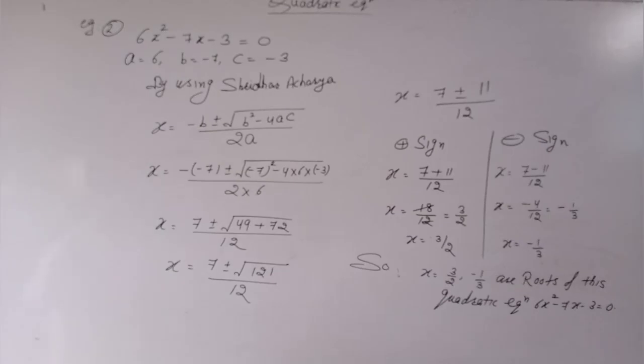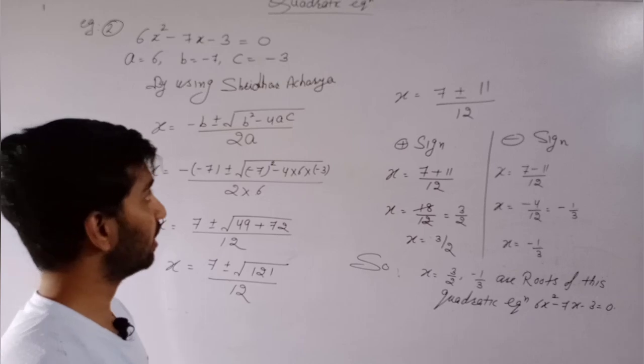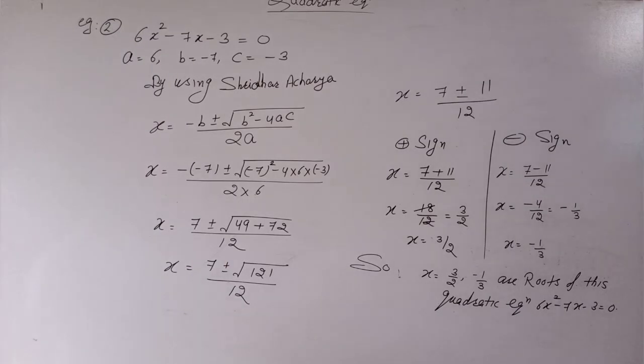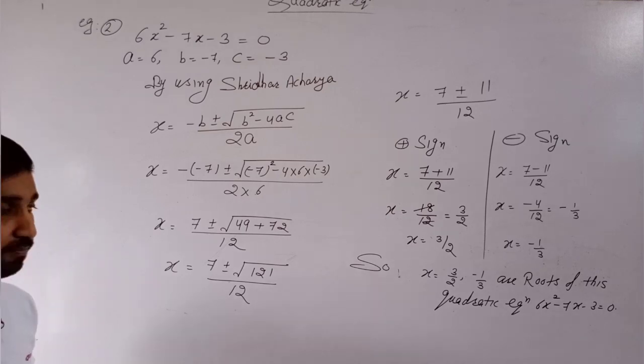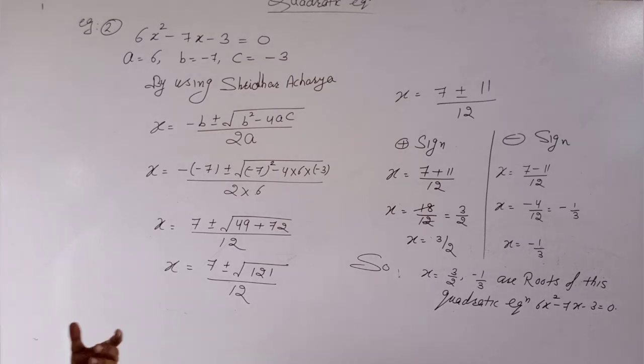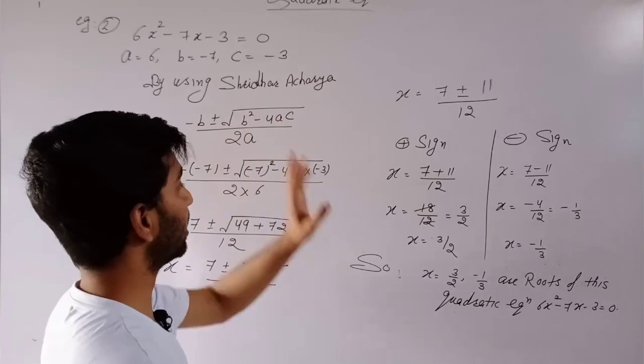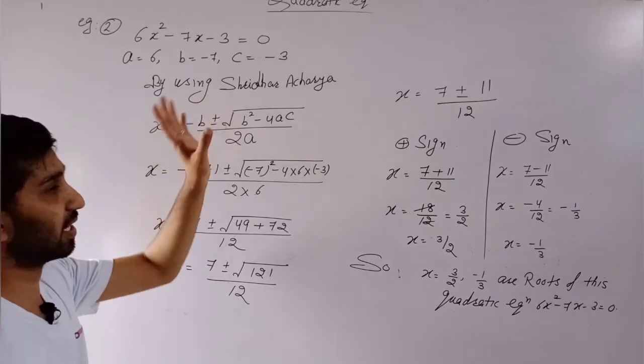So this is our third method, using the Sridharacharya formula to solve a quadratic equation, and the two methods, factorization method and perfect square method, we have discussed in our previous video lecture. So here we have completed our three methods to solve a quadratic equation: the traditional method, the perfect square method, and using the Sridharacharya formula, also known as the quadratic formula.